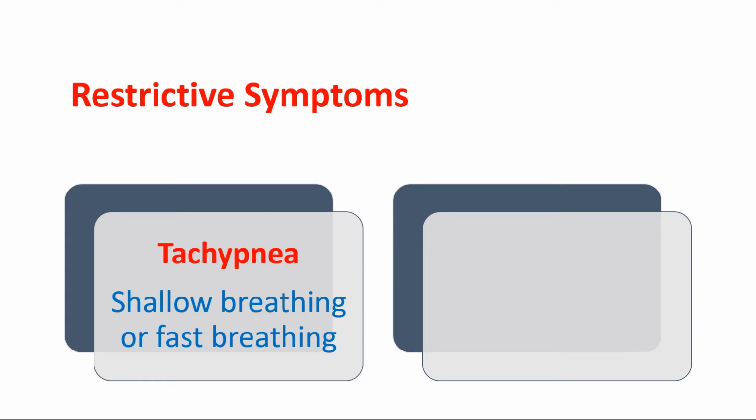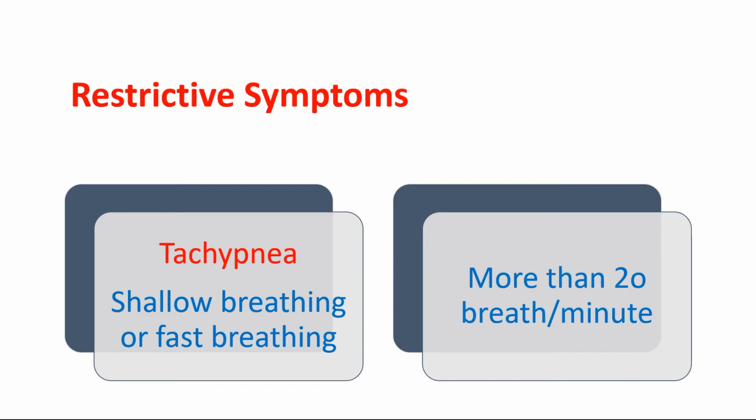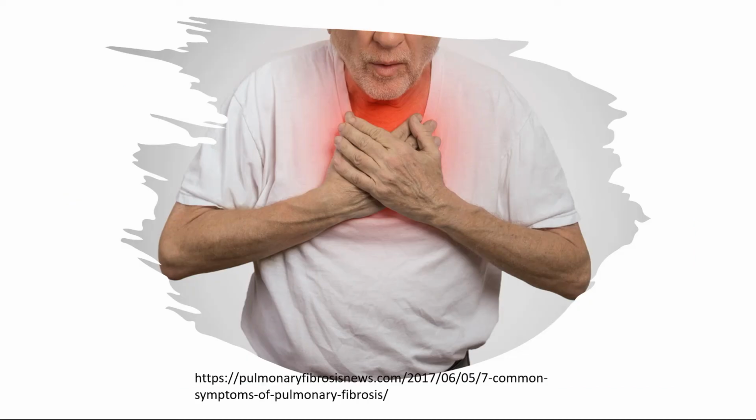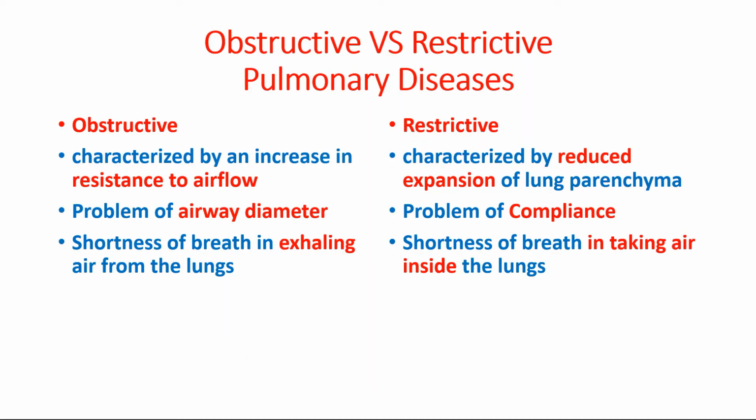Also tachypnea, shallow breathing because of the low level of oxygen. The patient tries to make shallow breathing to increase the respiratory rate. It will be more than 20 breaths per minute. So, restrictive pulmonary disease is characterized by reduced expansion of lung parenchyma. It is a problem of compliance, not airway diameter. It is a problem of compliance and shortness of breath in taking air inside the lungs.